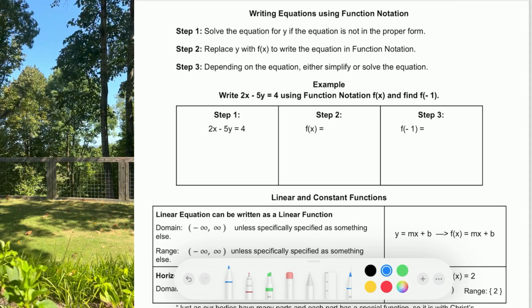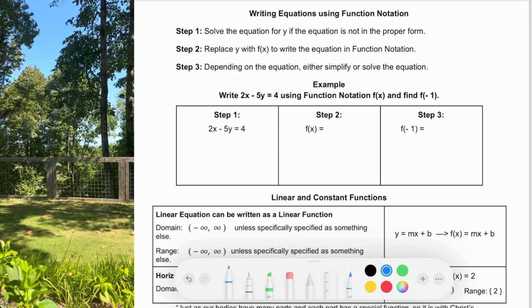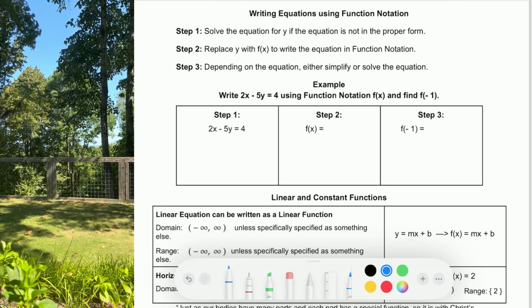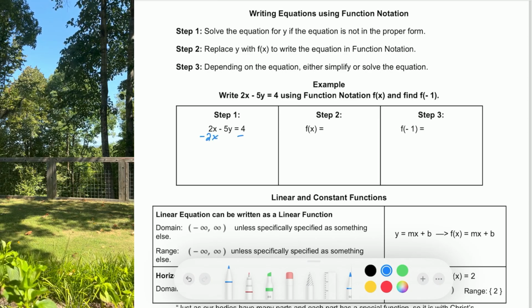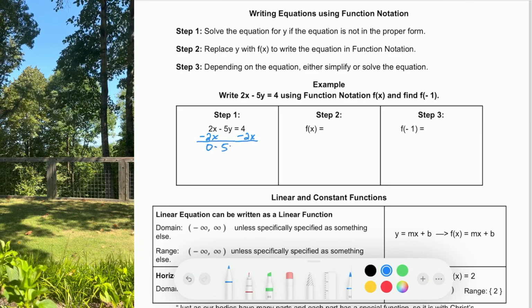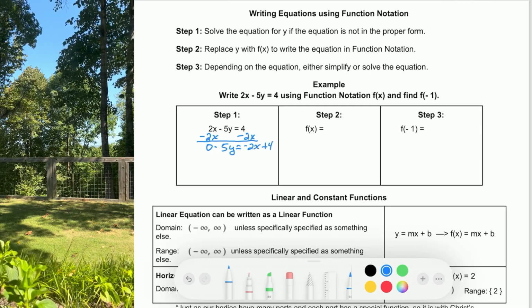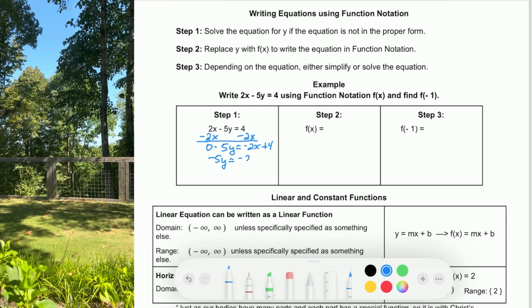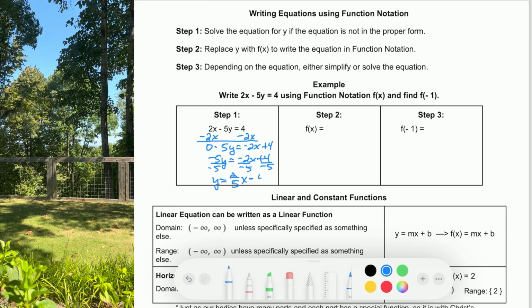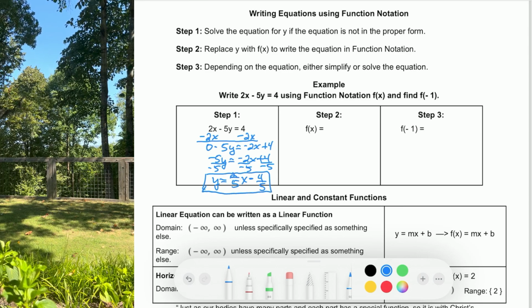So step 1 on our example has 2x minus 5y equals 4. Now remember, step 1 says solve it for y. We've been doing that, so let's go ahead and do that fairly quickly. So I'm going to subtract 2x from both sides. Think getting it in slope-intercept form. Same thing. So I'm going to get 0 minus 5y equals -2x plus 4. So that's -5y equals -2x plus 4. Divide everything by that -5. And I get y equals 2/5 x minus 4/5. And that is our equation of a line, and we've simplified it into graphing form, basically.